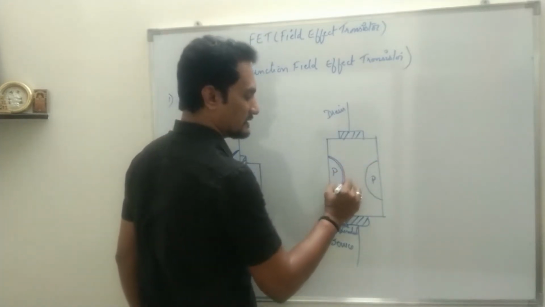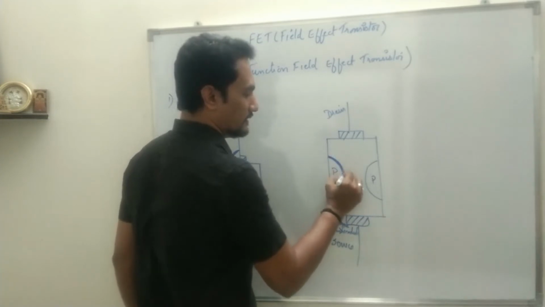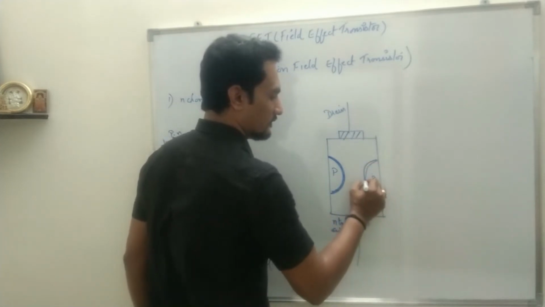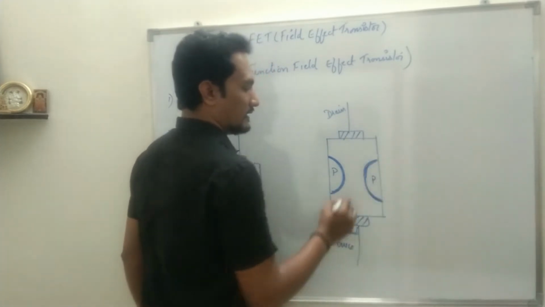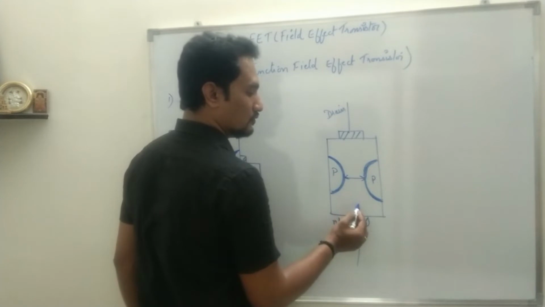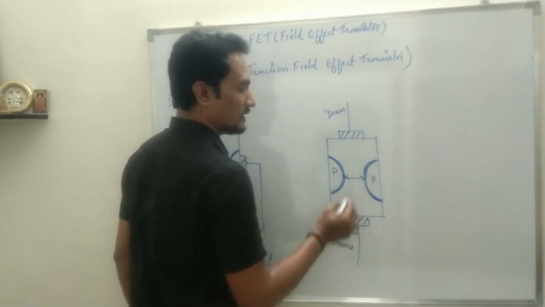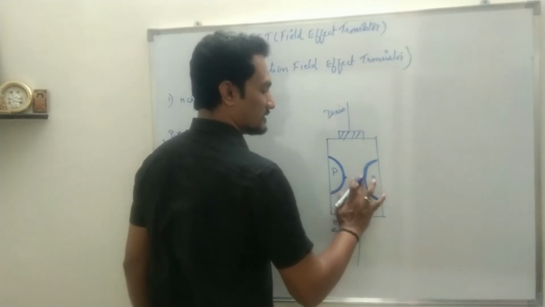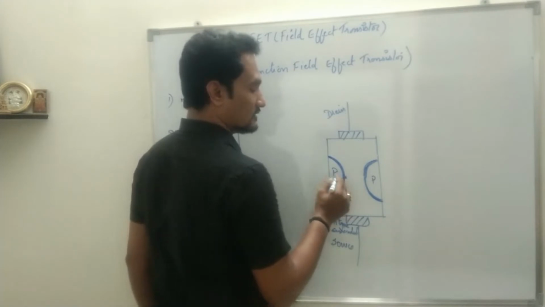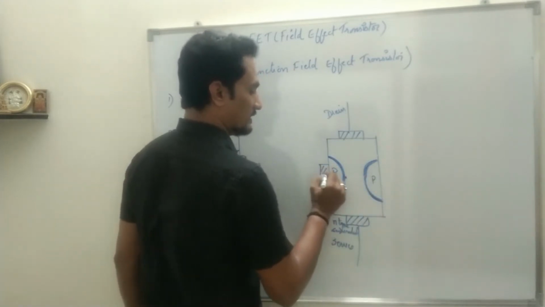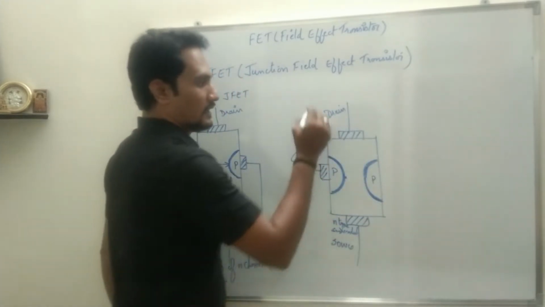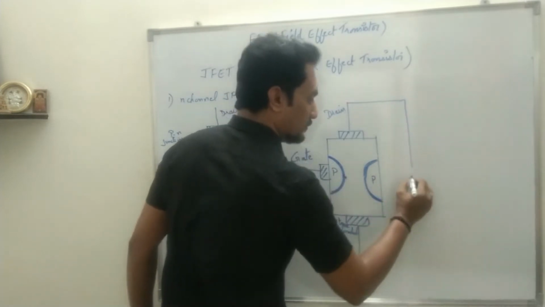As soon as a p-n junction is formed, we know there will be a depletion layer formed at the p-n junction. A very small depletion layer will be formed. The area between these two p regions allows the charge carriers to move from source to drain, and is called the channel. These two p-n junctions are internally connected and one terminal is taken out, called the gate.